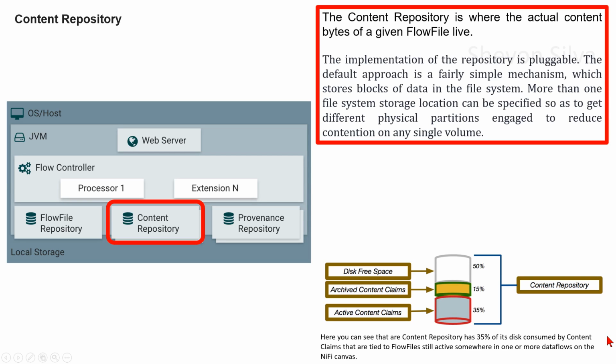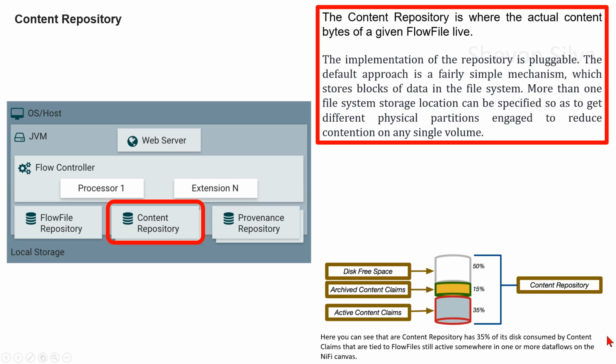There are three properties in the nifi.properties file that deal with archiving of content in the NiFi content repository. The default NiFi values are nifi.content.repository.archive.max.retention.period equal to 12 hours, nifi.content.repository.archive.max.usage.percentage equal to 50%, and nifi.content.repository.archive.enabled equal to true.